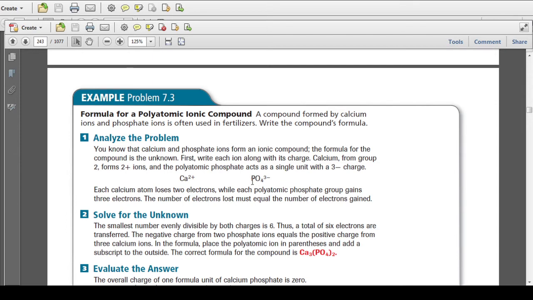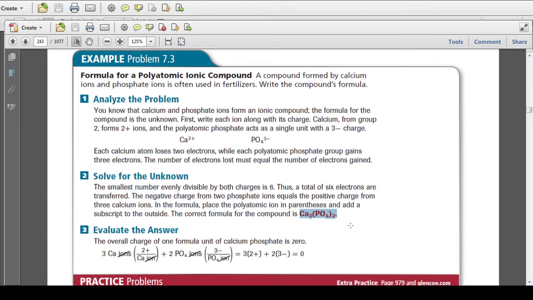But because we need 2 phosphates to balance out the 3 calciums, we need to put parentheses around the phosphate and then put that 2 outside the parentheses, to tell us that we have 2 phosphates, but not one phosphorus and then 42 oxygens. And this is kind of why we use the parentheses system. We don't want 42 oxygens with this compound because it would not be calcium phosphate.